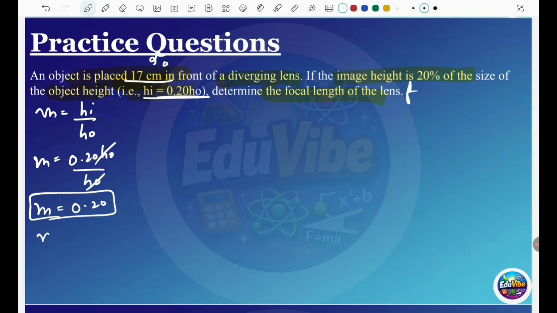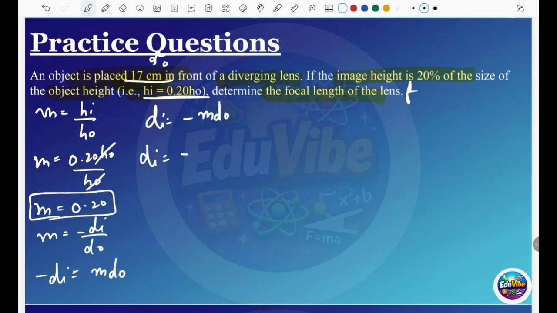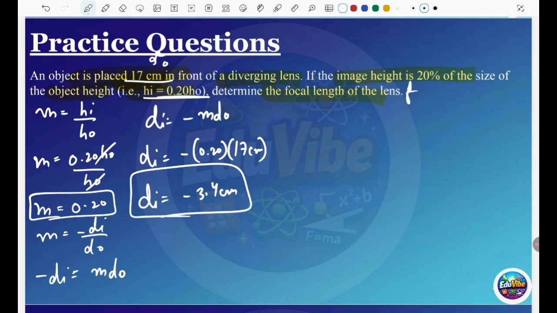How? You know M is equal to minus DI upon DO also. So minus DI is equal to the magnification times DO. So DI is equal to minus magnification times DO. So DI is equal to negative 0.20 times DO, which is 17 centimeters. You will get your DI of about minus 3.4 centimeters. This is diverging, so you get the upright image. That's why we get the negative.